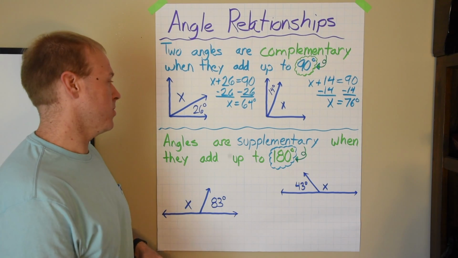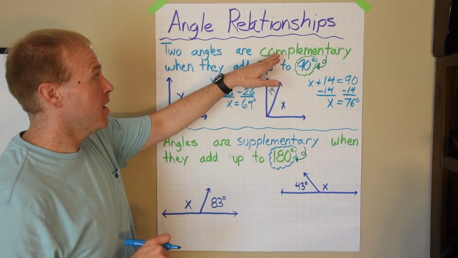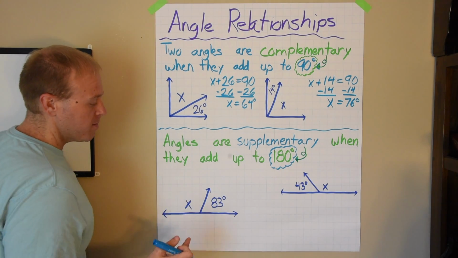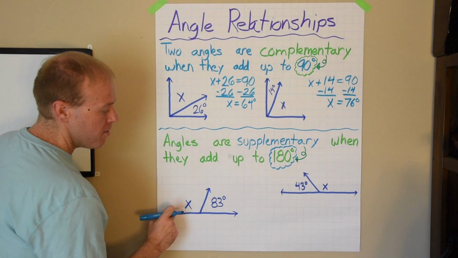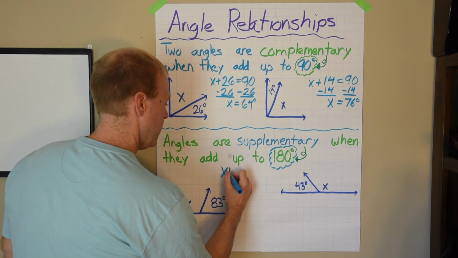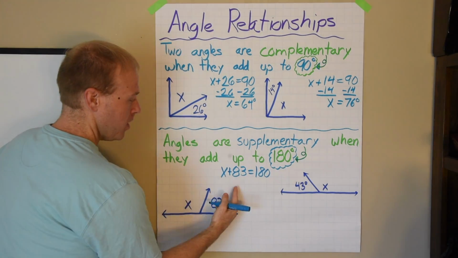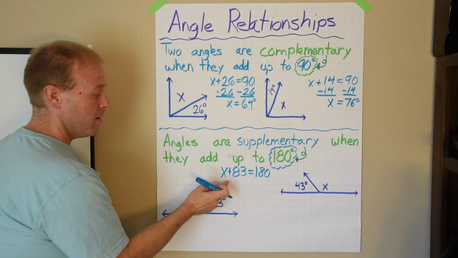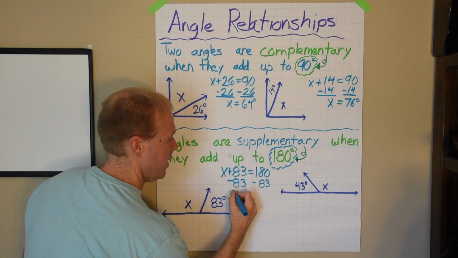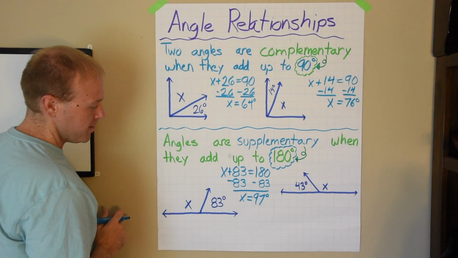Now let's look at supplementary angles. So angles are supplementary when they add up to 180. Complementary, 90. Supplementary is 180. So these two angles have to add up to 180. So x plus 83 has to be 180. So I've got to figure out what plus 83 gives me 180. So I'll set this up. So x plus 83 equals 180. So I've got to do the same thing as I did up here. Okay, so I'm going to subtract 83. And we get x is 97 degrees. So x here is 97 degrees.